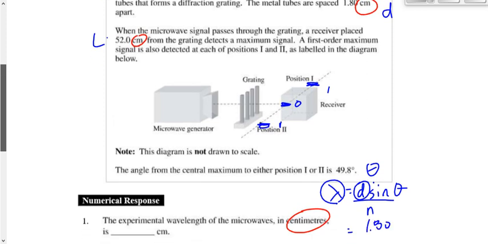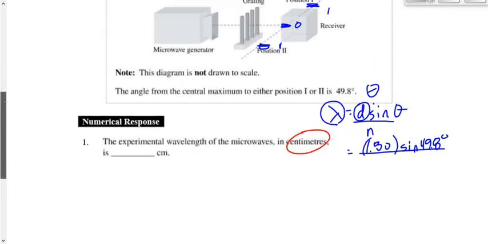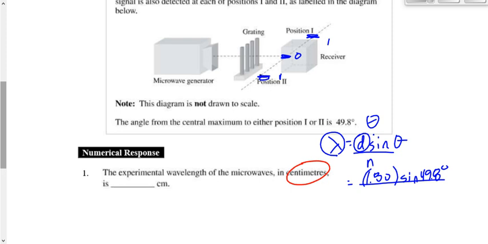1.8 times sine of 49.8 degrees divided by n. What would n be? If the angle between the central maximum and either of the first order maxima, position 1 or position 2, is 49.8 degrees, then n would be equal to 1. Good. The danger here is making n equal to 2, because we look at this, first one, that would be 2, right? But we're measuring the angle not from this one to this one, but from the central to the first one on either side. Good. When we do the math there, what do we end up getting?